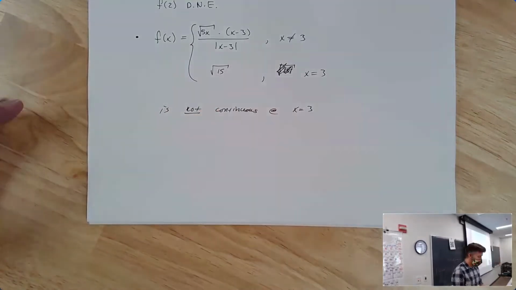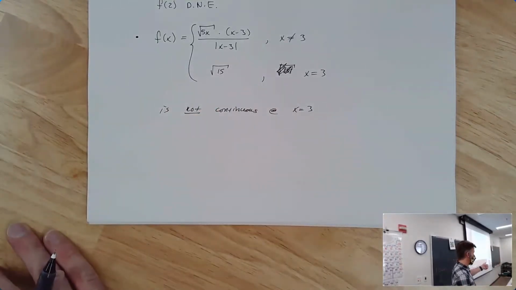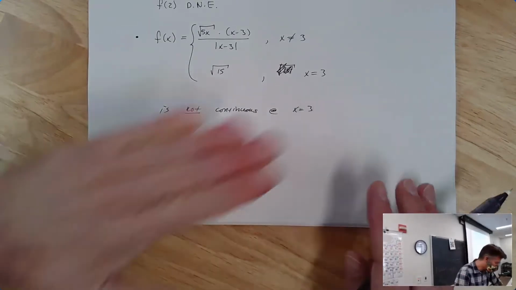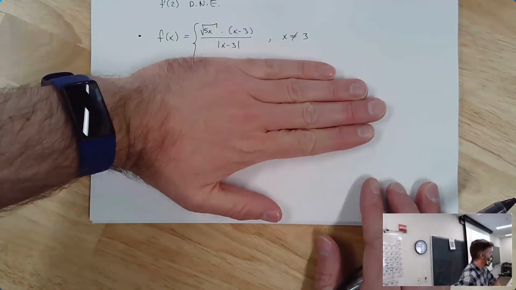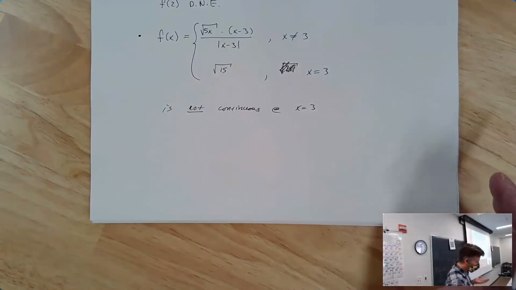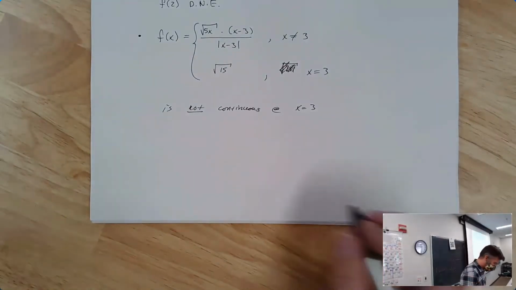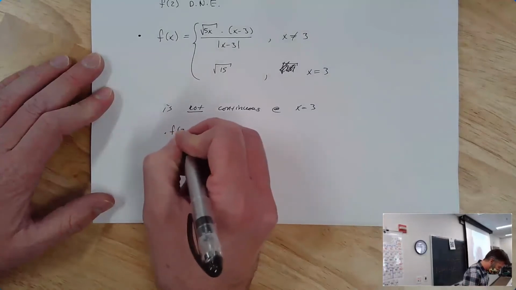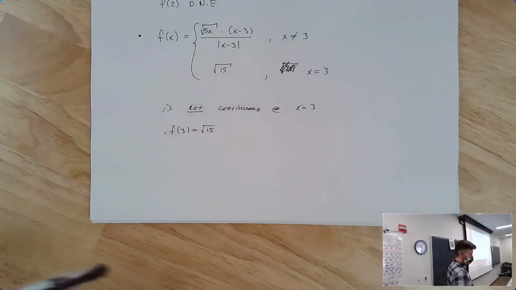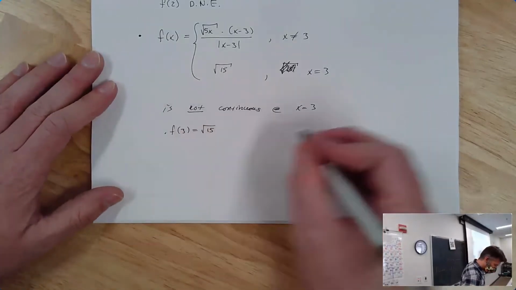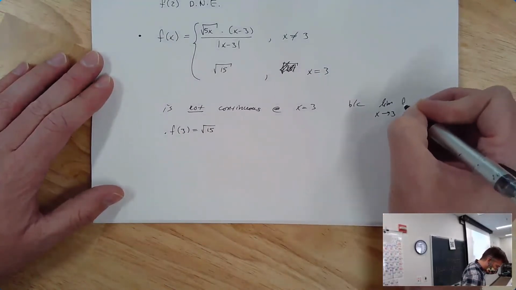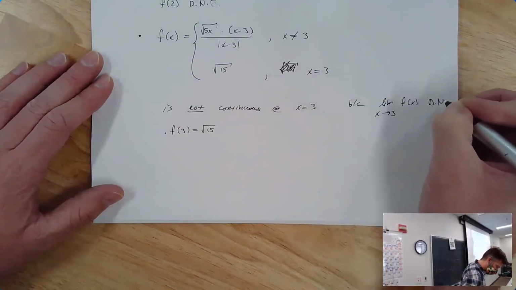Why not? Well, is the function defined there? It actually is, right? Because we made it a piecewise function. If it was just that, I'd say, yeah, for sure, not continuous because it doesn't exist at 3. But we then added on a piece. We said, okay, we're going to try and make it work. We're going to say that f of 3 is the square root of 15. It's not continuous, not because it doesn't exist, because it does, but because the limit as x approaches 3 of f of x does not exist.